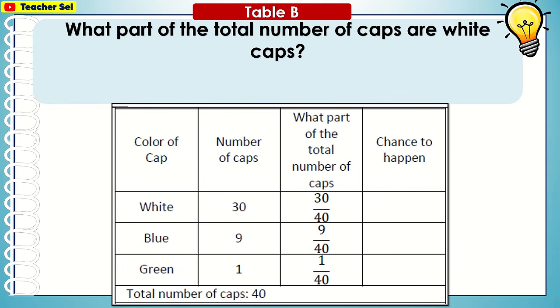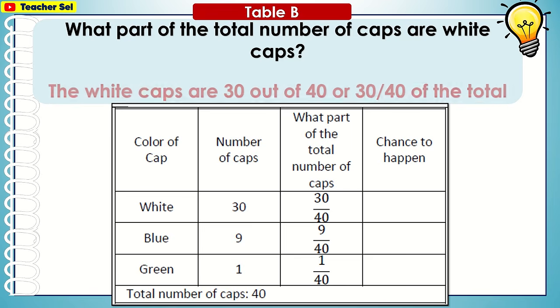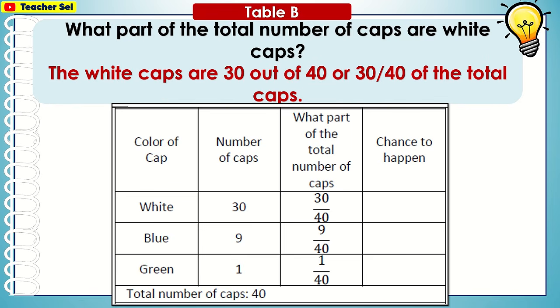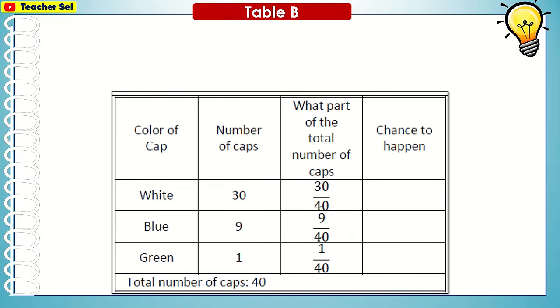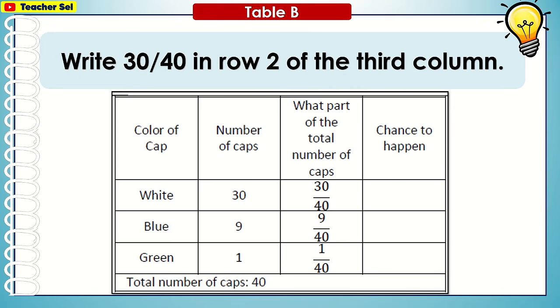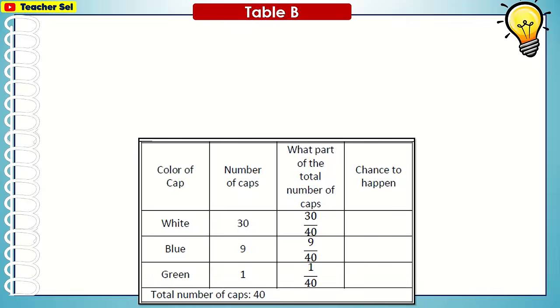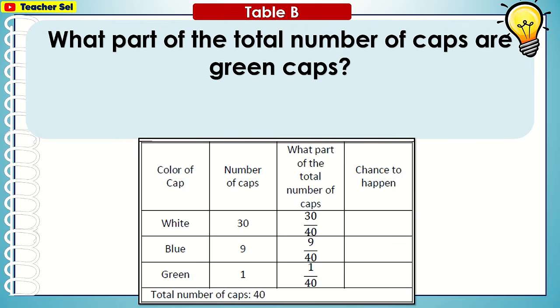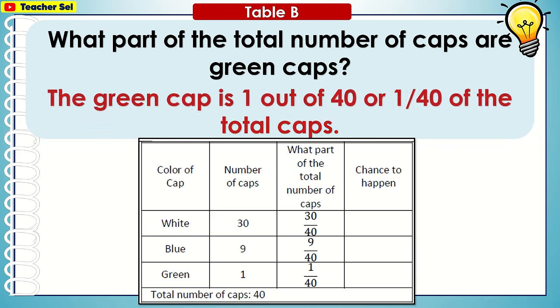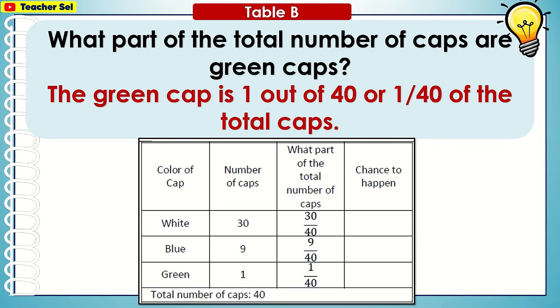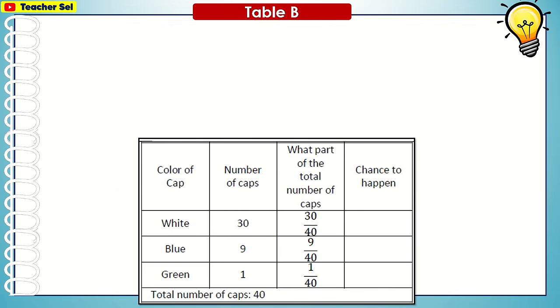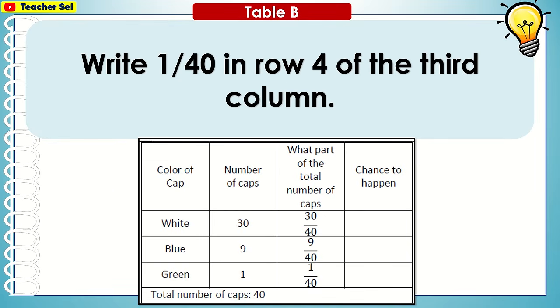What part of the total number of cups are white cups? The white cups are 30 out of 40 of the total cups. Write 30/40 in row 2 of the third column. What part of the total number of cups are green cups? The green cup is 1 out of 40 or 1/40 of the total cups. Write 1/40 in row 4 of the third column.